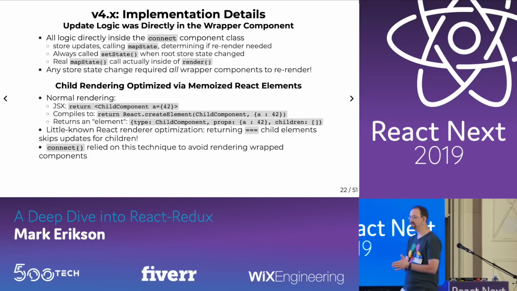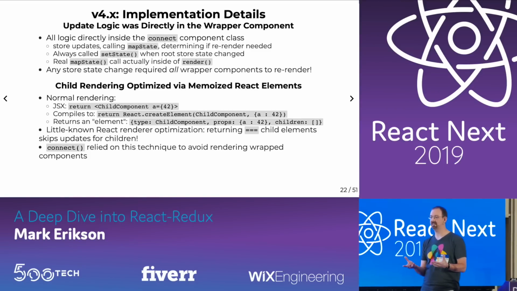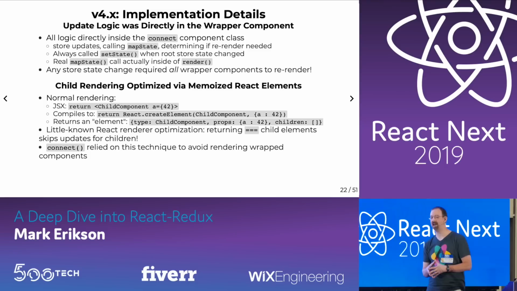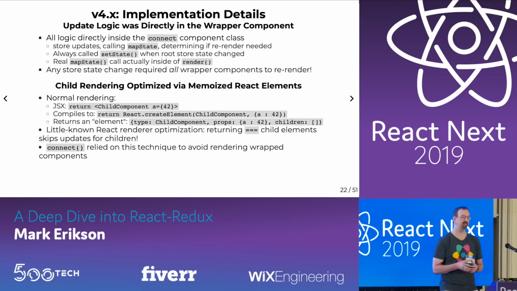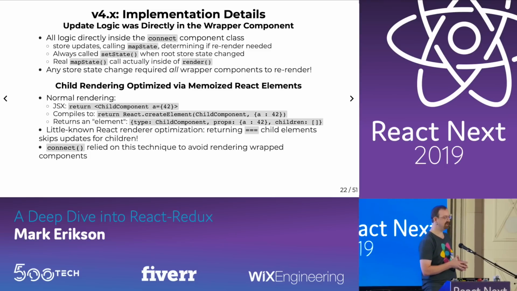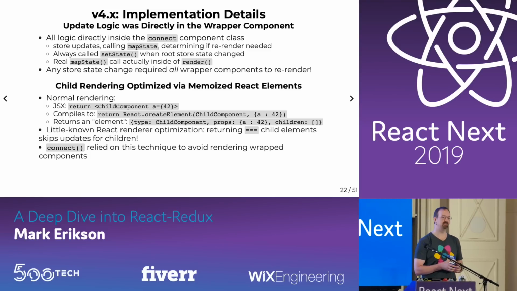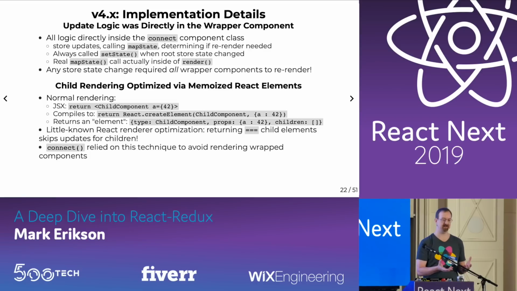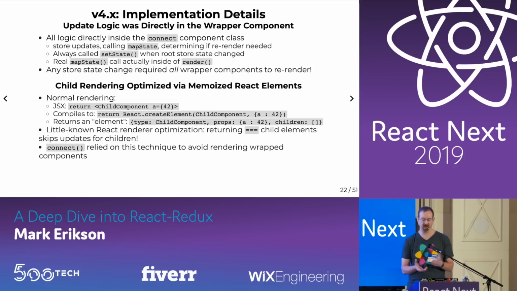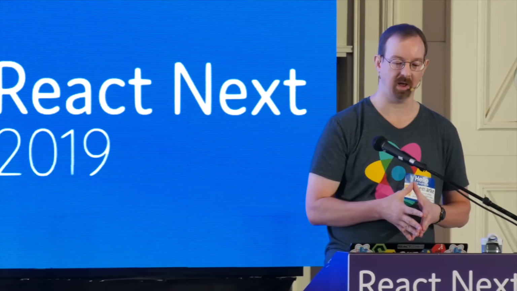In version 4, the actual logic for updating things when an action was dispatched was directly inside the component itself. And interestingly, most of the logic actually lived in the render method of the wrapper component. An interesting side effect of this is that it meant that anytime an action was dispatched, all the wrapper components actually had to re-render to determine if your component needed to render or not.